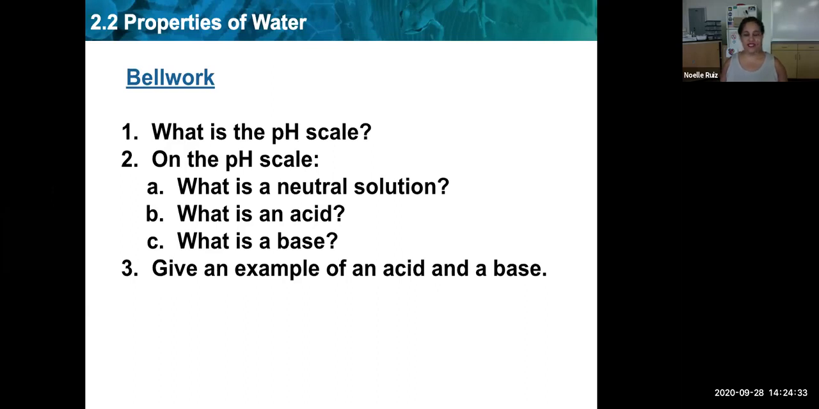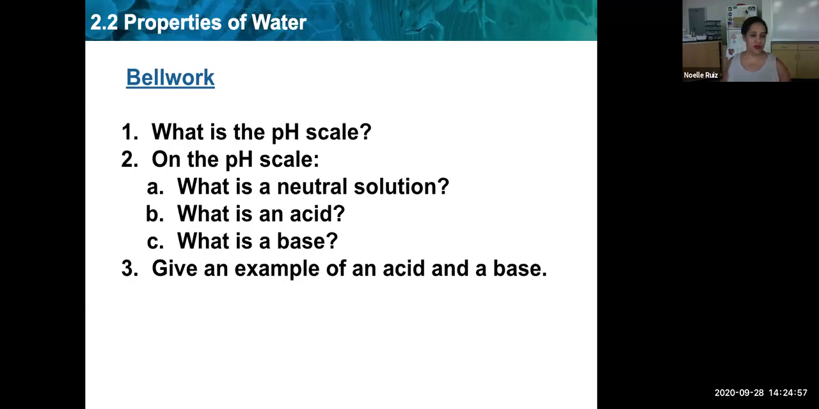The pH scale, it's a scale, it measures acids and bases on a scale from 0 to 14. So just like if I ask you on a scale of 1 to 10, how much do you like tacos? You would give me either one side or the other. You hate them and it would be a 1, and you love them, it would be a 10. The pH scale is a scale from 0 to 14, measures acids and bases.